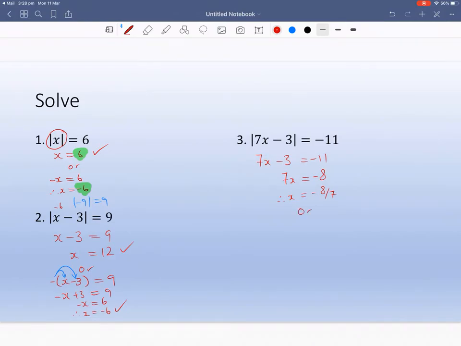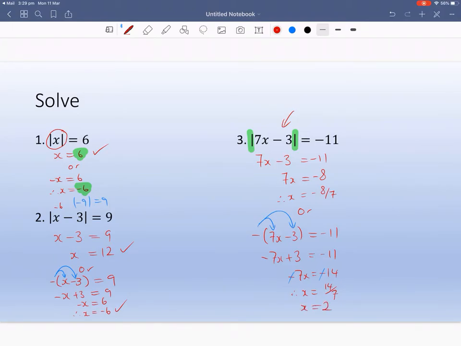Or we have a second solution where we have to do whatever's inside these absolute values. We're going to do the negative of it. So let's go minus (7x minus 3) is equal to negative 11. Remember, we have to ski jump it. So that's going to be minus 7x plus 3 equals negative 11. So minus 7x equals minus 14. I'm going to get rid of both those negatives. Therefore, x also equals 14 over 7, which should equal 2.